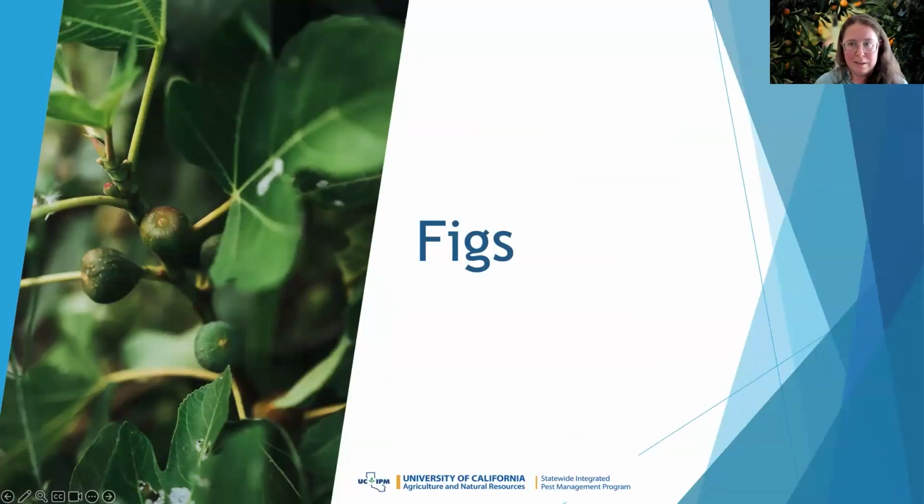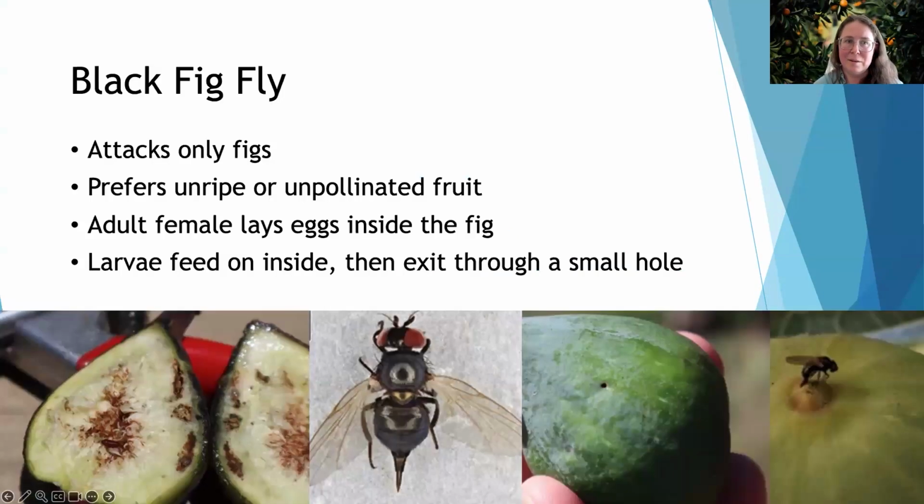There's one invasive pest in California that specializes on figs, which is the black fig fly. Like I said, this is a species that only infests figs. They prefer unripe and unpollinated fruit. Females will deposit eggs in the tiny opening at the base of fig fruits. In the photo in the far right here, you can see a female laying her eggs.